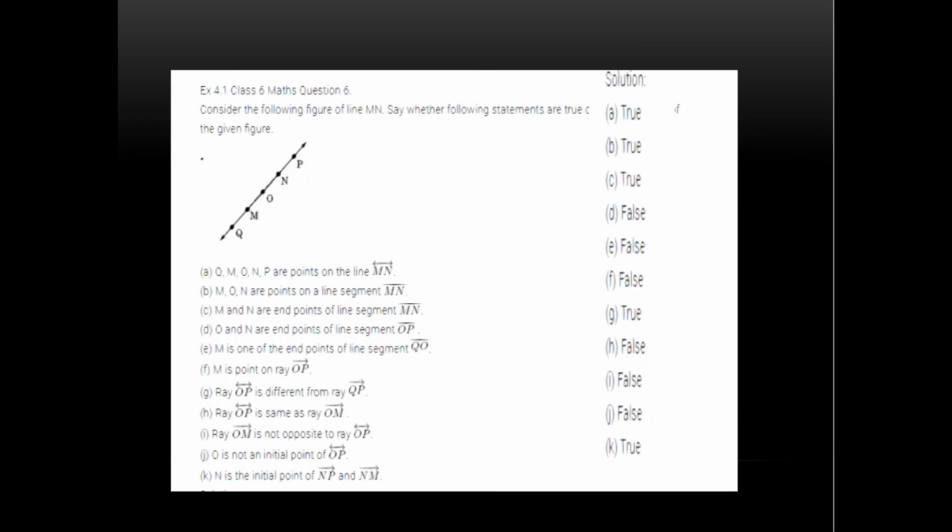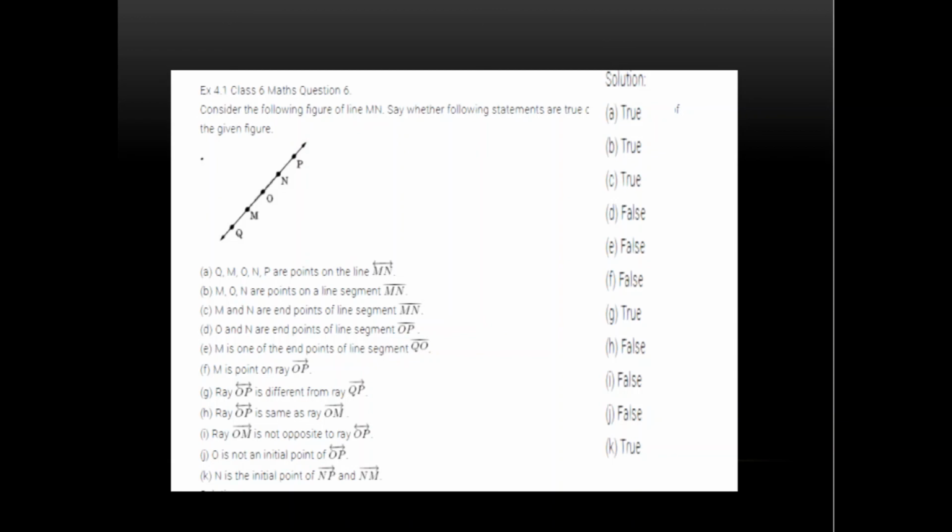M is the point on ray OP. M is the point on ray OP, which is now outside. So this is again false. Ray OP is different from ray QP. This is true, and ray OP is same as ray OM. That is false. Ray OM is not opposite to ray OP.